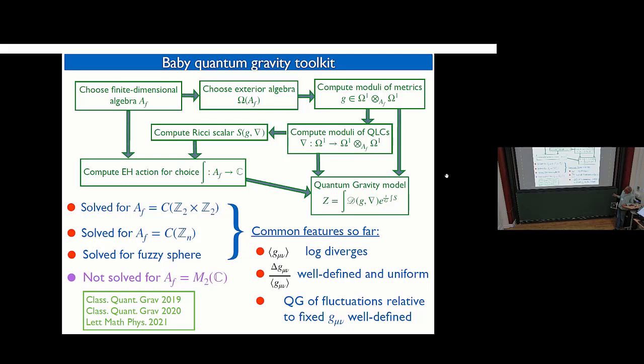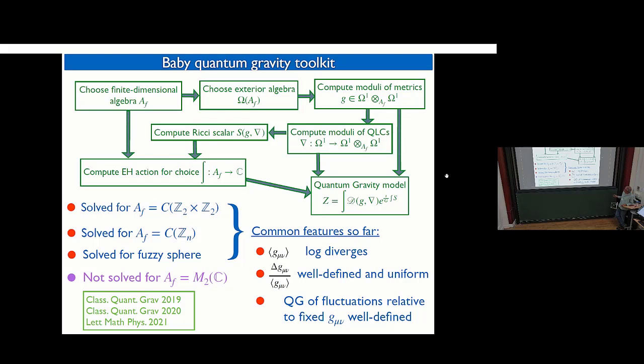Now, this has all been done for a few examples. For Z2 cross Z2 in my original paper. For Zn it was with one of my students, Ilio Alberto-Quiroz. It was solved for the fuzzy sphere with my student, Evelyn. And some common features are, firstly, that when you compute the expectation value of G mu nu, okay, I'm not sure that I'm going to explain that. This is just the ratio of this expression with G mu nu in there divided by the same by Z. So this is like the coefficient functions. From that, you can do the expectation value of any operators.